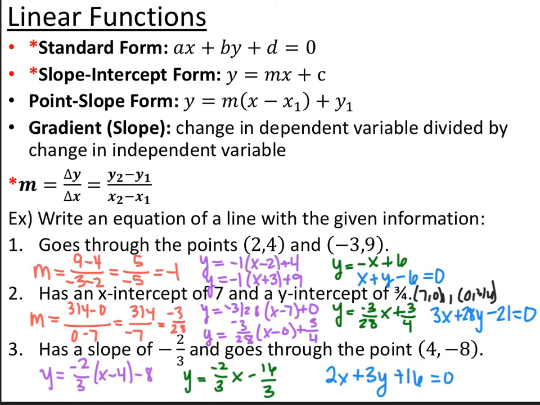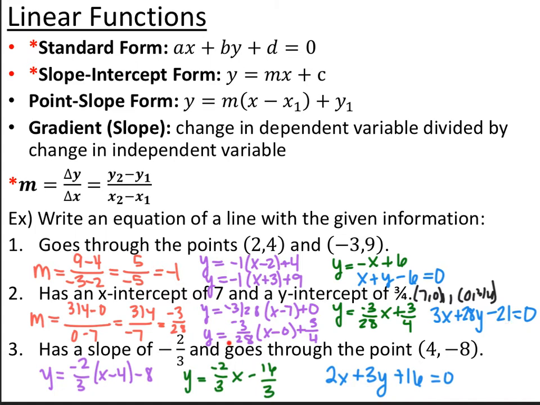So for the second one, they tell us that it has an x-intercept of 7 and a y-intercept of 3/4, which is the same thing as telling us it has the point (7, 0) and the point (0, 3/4). So I found the slope, (y2 minus y1) over (x2 minus x1), is -3 over 28. Then point slope form: y equals -3 over 28 times (x minus 7) plus 0, or y equals -3 over 28 times (x minus 0) plus 3/4. But they give you the y-intercept, so you might as well write it in slope-intercept form: y equals -3 over 28 x plus 3/4. If you want to write it in standard form, multiply everything by 28, get everything over onto one side, and you end up with 3x plus 28y minus 21 is equal to 0.